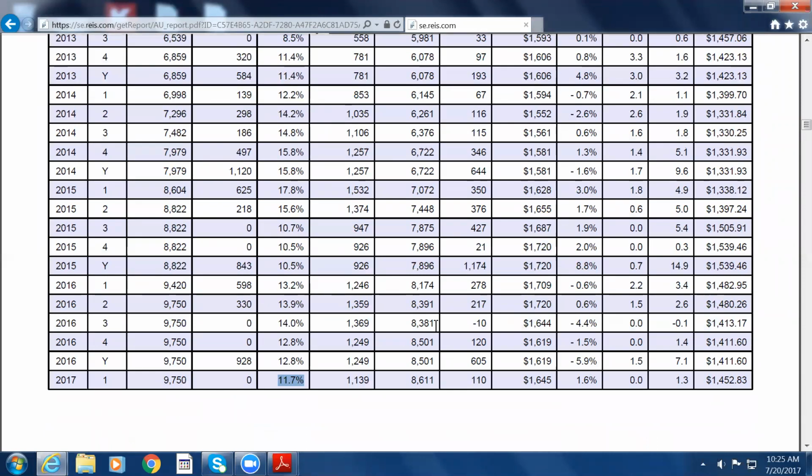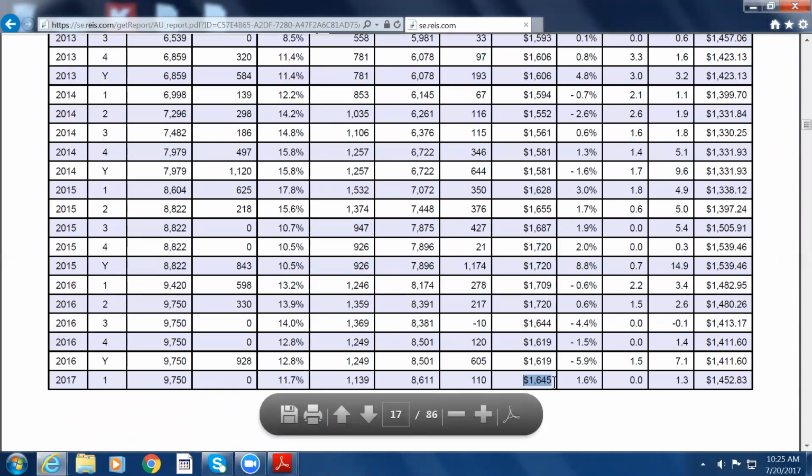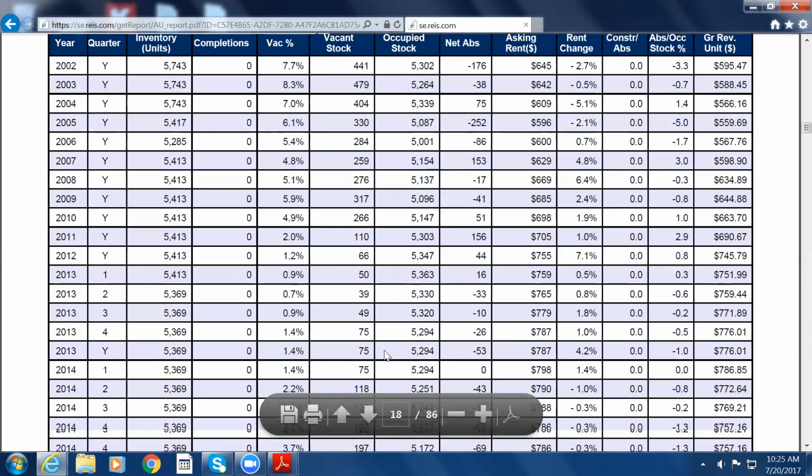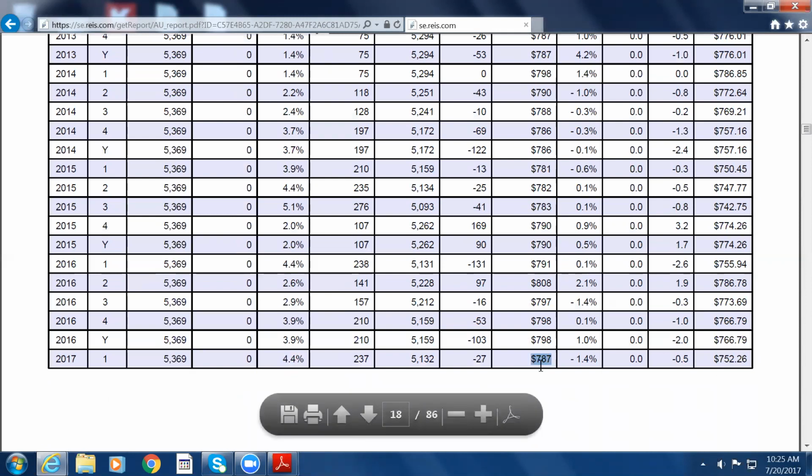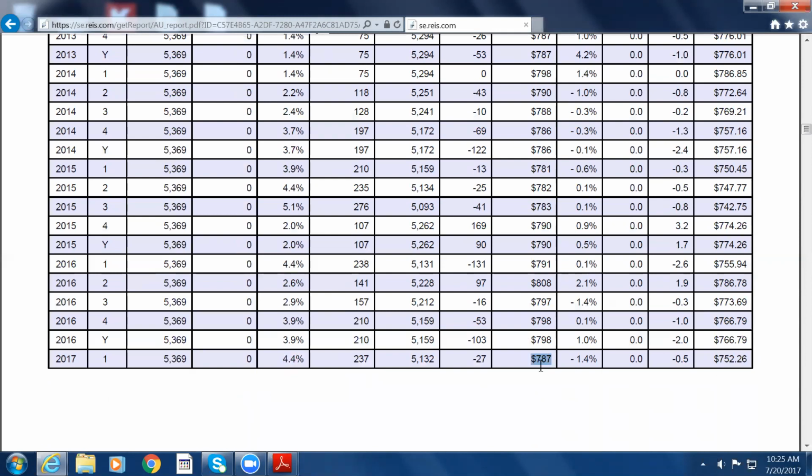11.7% vacancy in Class A buildings, $1,645 rents. Jump down to BC, 4.4% vacancy, $787 rent. So it's almost half when you look at the vacancy percentage or even the asking rent. So clearly a pretty big difference of a BC asset to an A asset. So that's what we're doing here. We're taking all this information from that submarket and then drilling it down into a Class A versus a BC building.